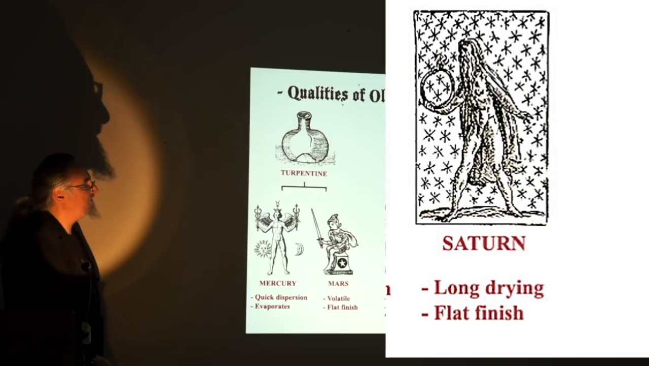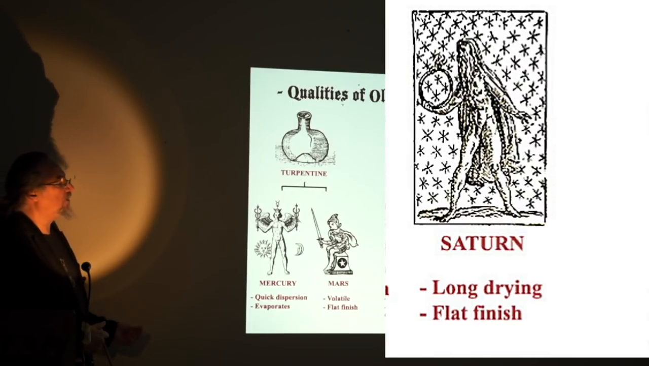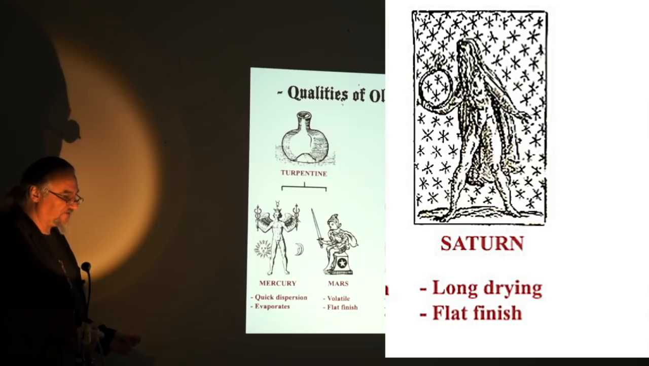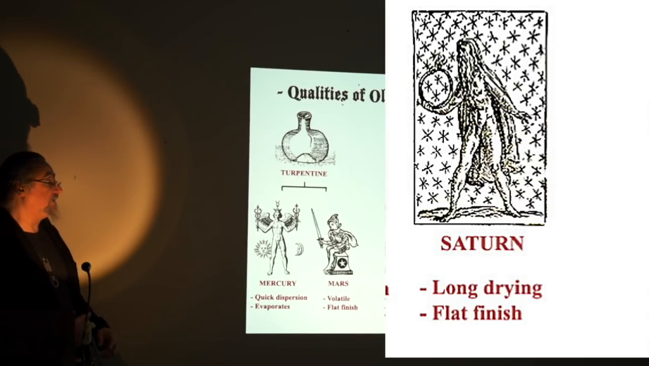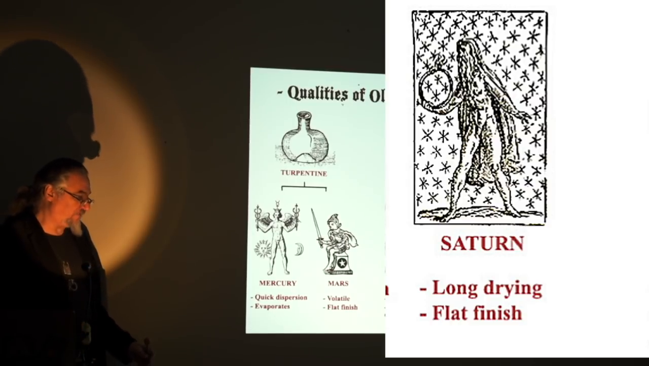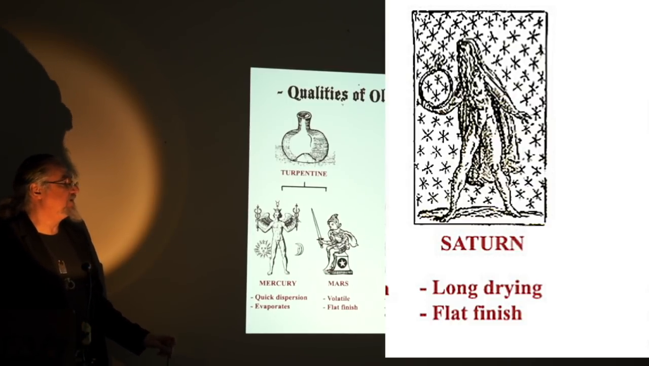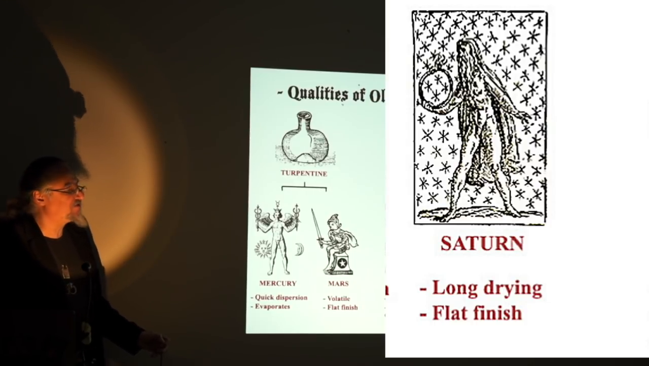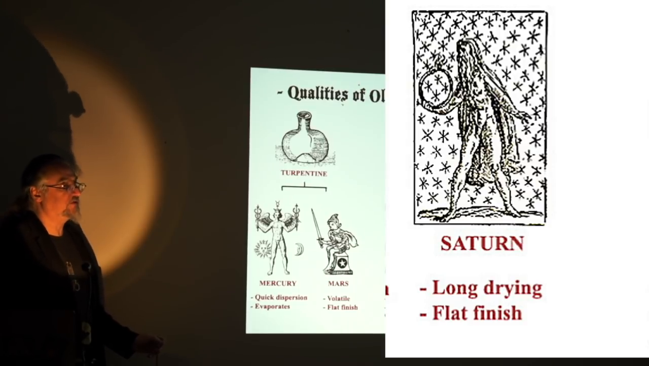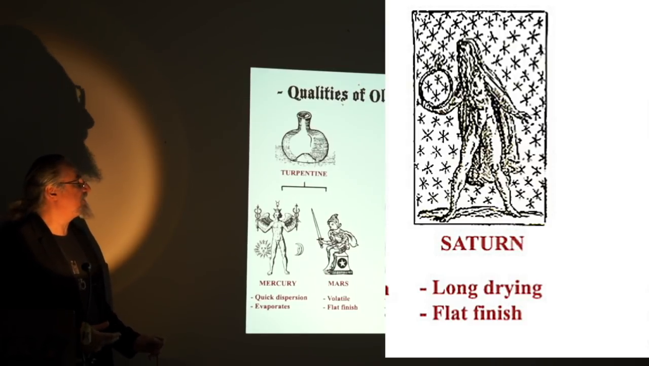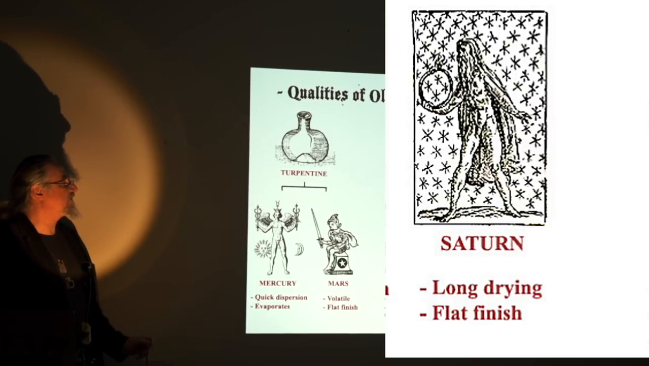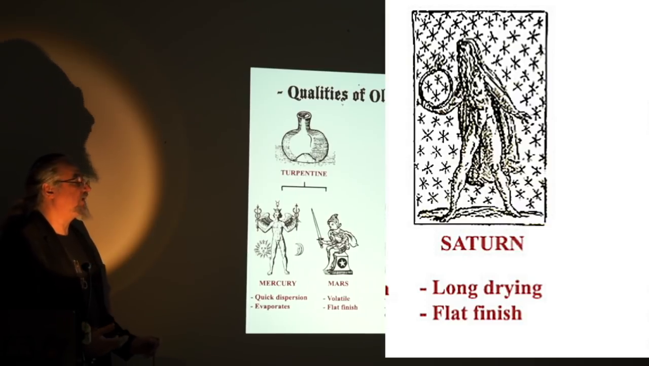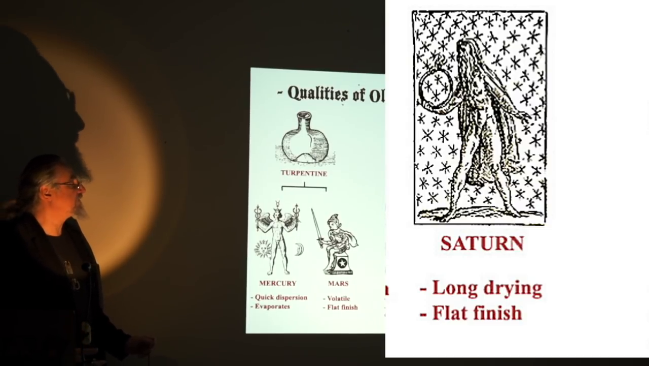It also has these saturnine qualities of long drying time. Saturn, having been Kronos, was the god of time, and indeed oil needs time to dry. It needs days to dry in order to paint over it. In fact, it continues to dry for hundreds of years. And when you see a painting cracking, it's because slowly with the craquelure, the fine, fine cracks, those are in fact the result of the oil still drying 200, 300 years later.